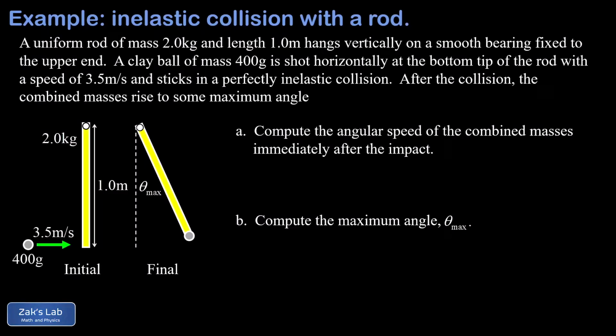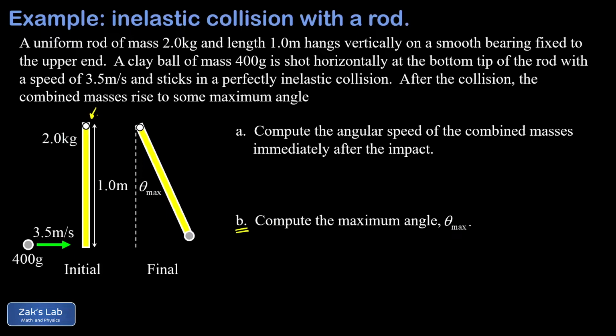In this video, we're analyzing an inelastic collision between a point mass and an extended rigid body. Our point mass is a blob of clay with a mass of 400 grams moving 3.5 meters per second. And this slams into the tip of a rod that has a mass of 2 kilograms and a length of 1 meter. Now this rod is hinged on a smooth bearing at the top. After the collision, the combined masses are going to rise to some maximum angle, which is the ultimate goal of the problem. Find that maximum angle.